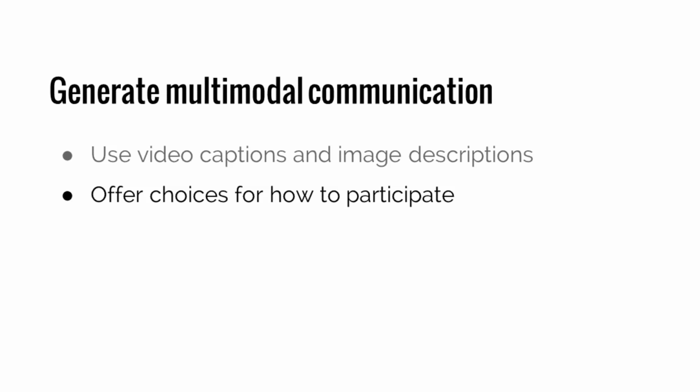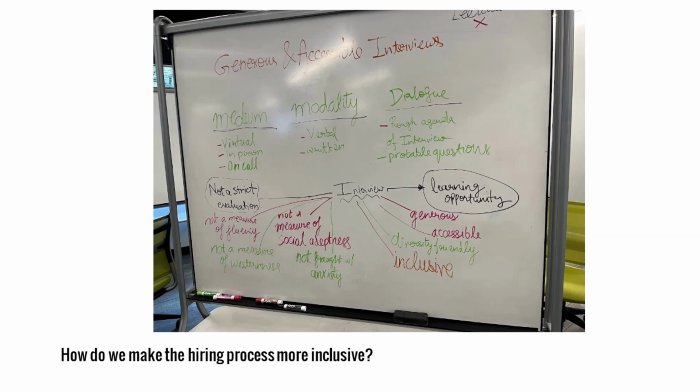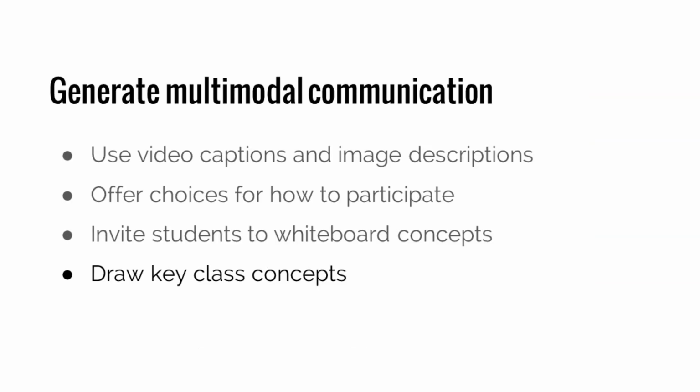In the classroom, I also mix up traditional discussions by including accessible visual elements. For example, students whiteboard answers to questions such as, how do we make the hiring process more inclusive? One hand-drawn map that students created lists practices like hire for culture add, not culture fit, and give interviewees questions or topics ahead of time. For whiteboard activities, there are many roles students can play, so not everyone has to write on the whiteboard at once.